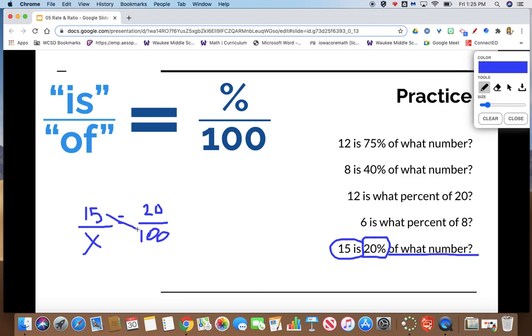I solve using cross products. 100 times 15 is 1,500, divided by my last number, 20. 1,500 divided by 20 is 75. That means 15 is 20% of 75.